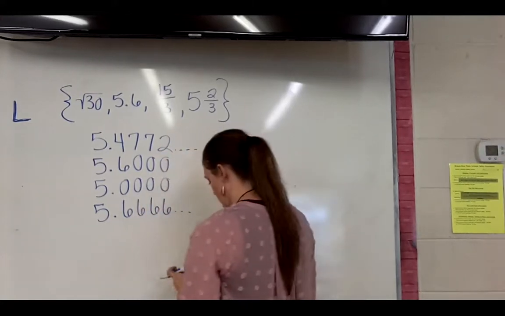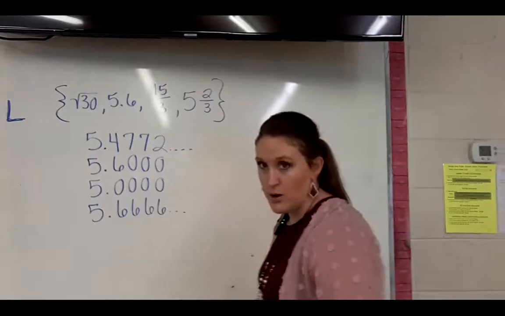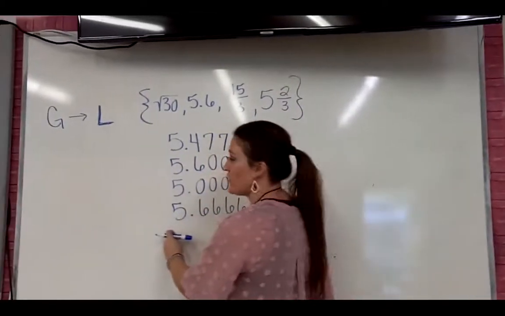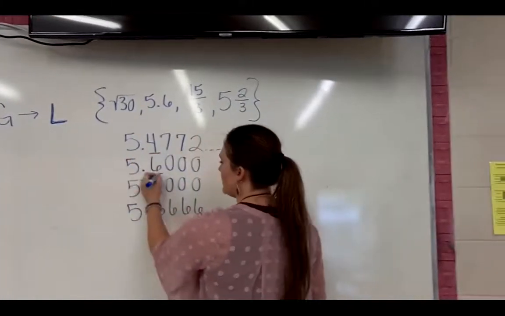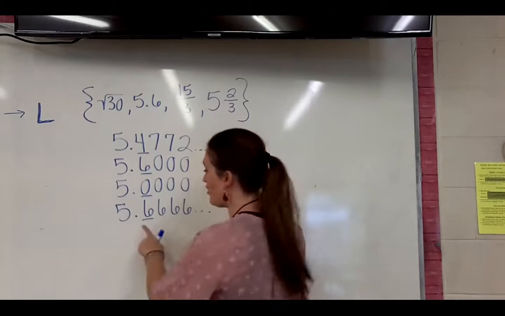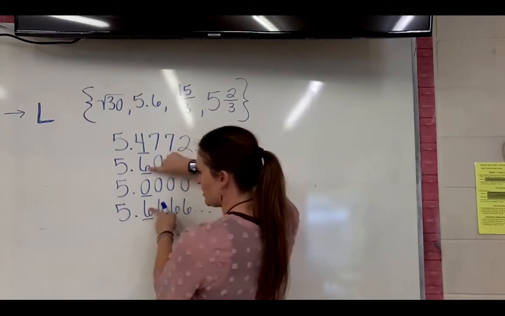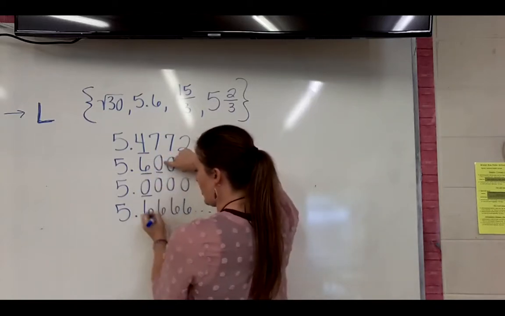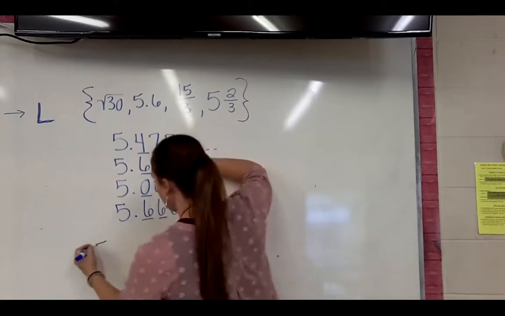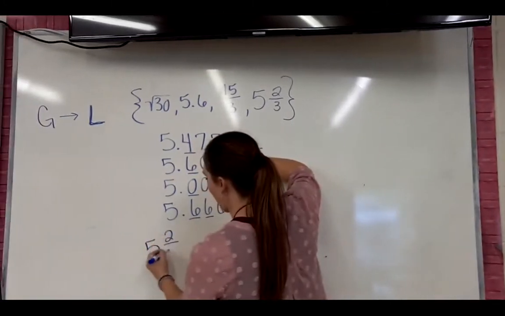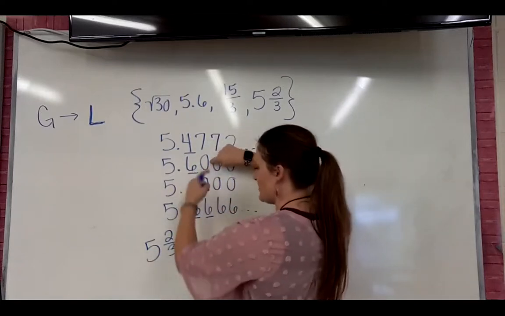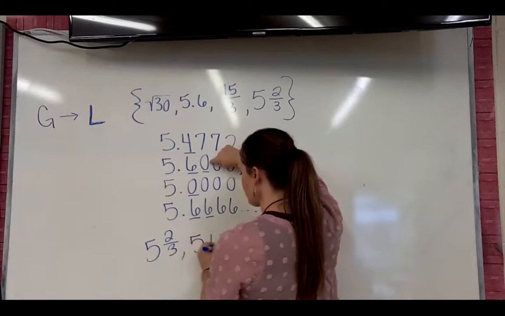Okay, so now to compare them. The first part, they all have the same whole number. Okay, we're looking for the greatest. So we look behind it. I have a 4, 6, 0, and 6. So for the greatest, it's only between these two. So I move over to the next. I have a 0 and a 6. So this is the biggest one. So you go back and put it in its original form because that was 5 2/3. So the next biggest one is this that was next, 5.6.